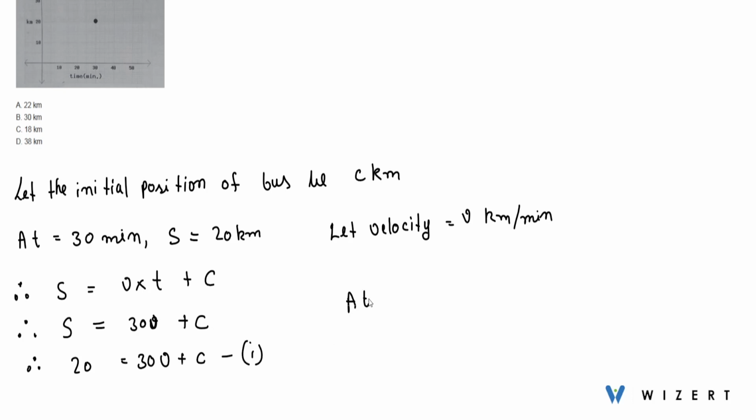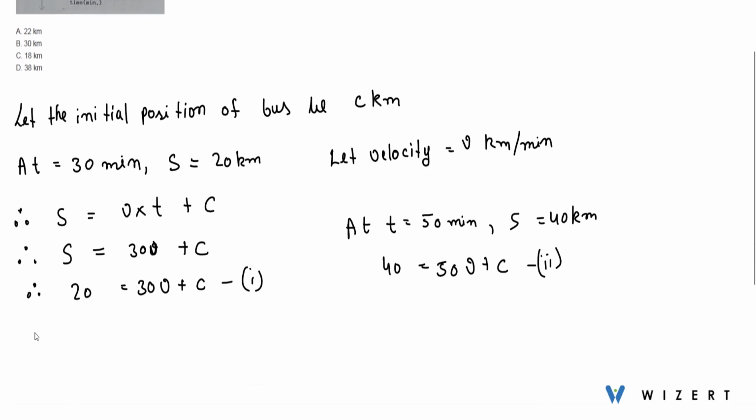Now at t equals 50 minutes, distance is 40 kilometer, so we'll have 40 equals 50v plus c. So this is equation number 2.